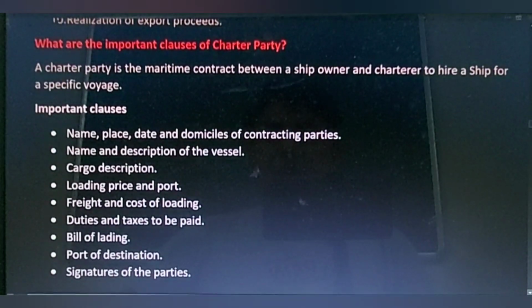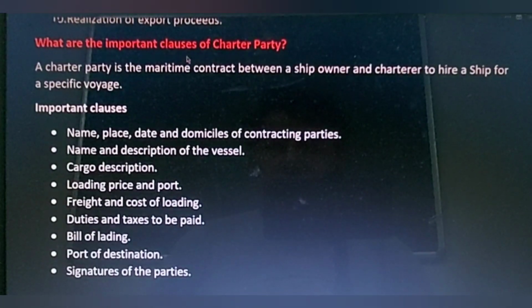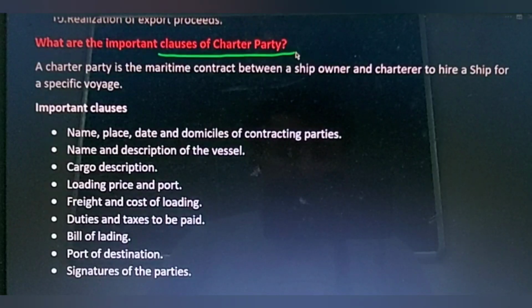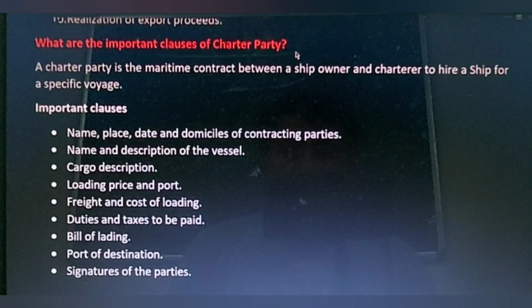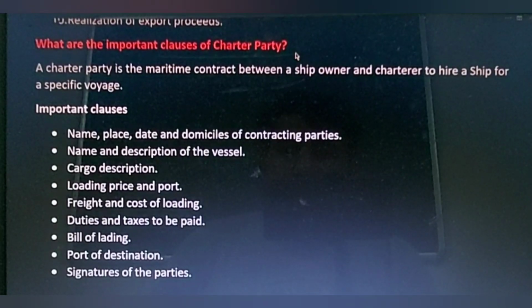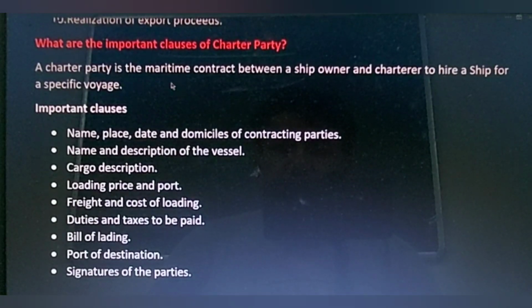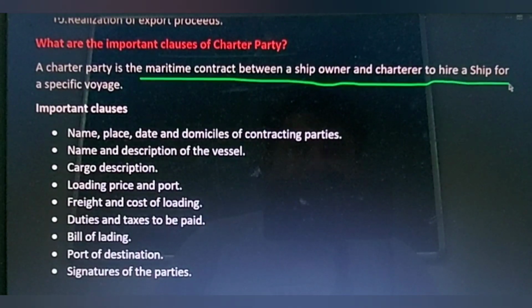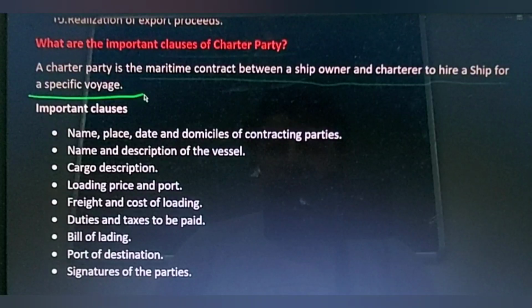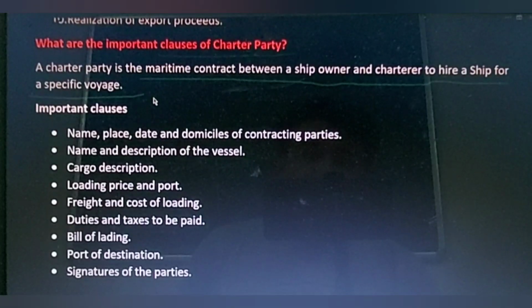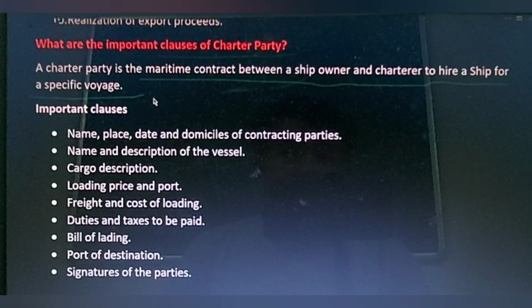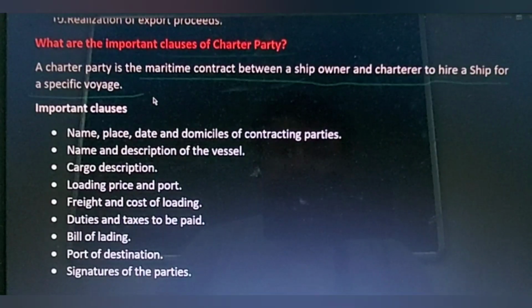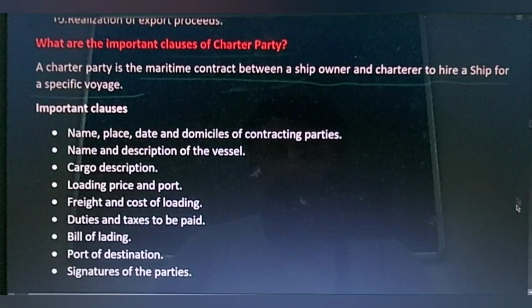ओके, आगे चलते हैं. What are the important clauses of charter party, right? ये भी बहुत ही इंपॉर्टेंट क्वेश्चन है. सबसे पहले समझते हैं कि ये चार्टर पार्टी होता क्या है. What is that? It is a maritime contract between a ship owner and a charterer to hire a ship for a specific voyage. एक पर्टिकुलर वॉयज के लिए एक शिप ओनर और एक चार्टरर, इन दोनों के बीच में एक एग्रीमेंट बनता है, एक कॉन्ट्रैक्ट बनता है, and that contract is called charter party.